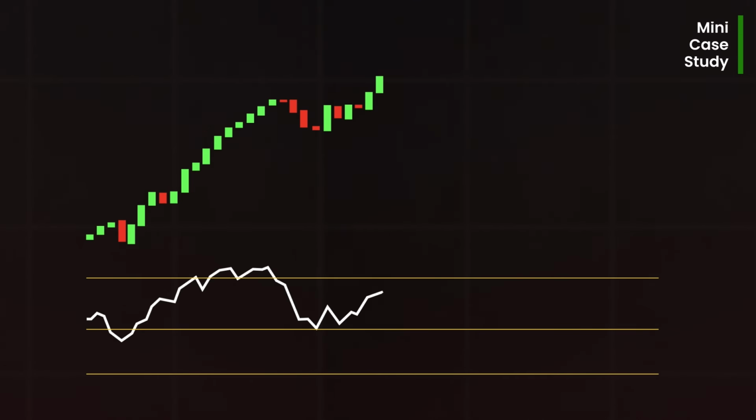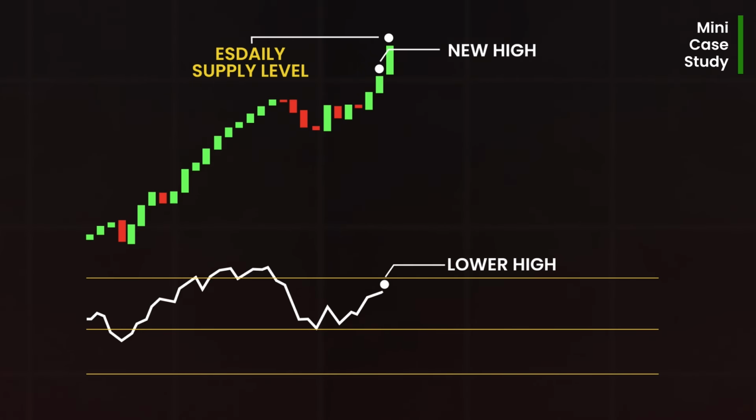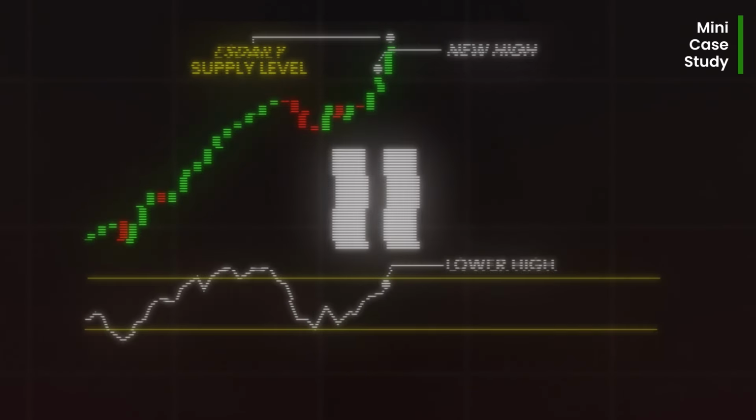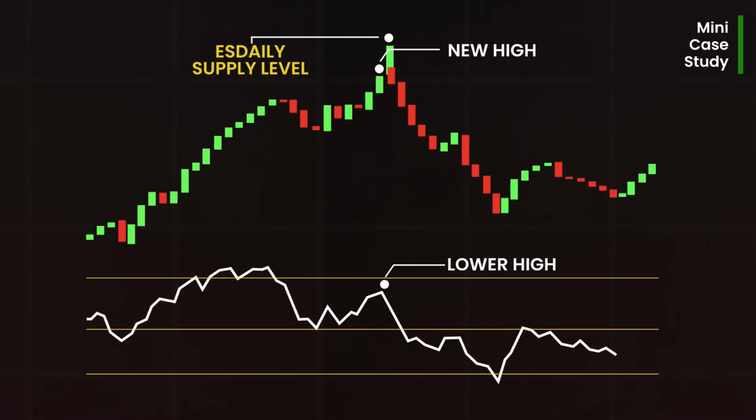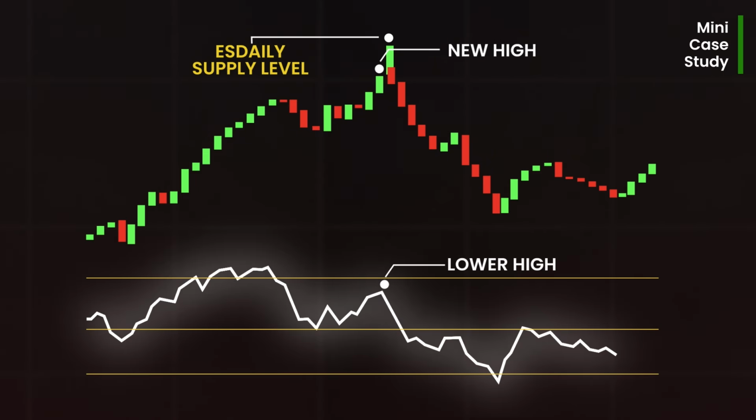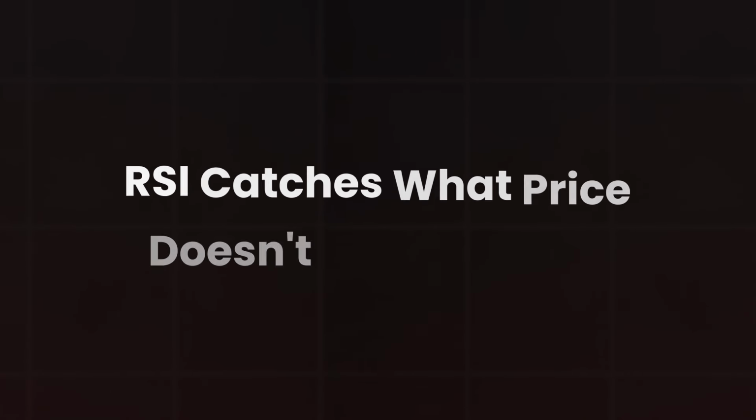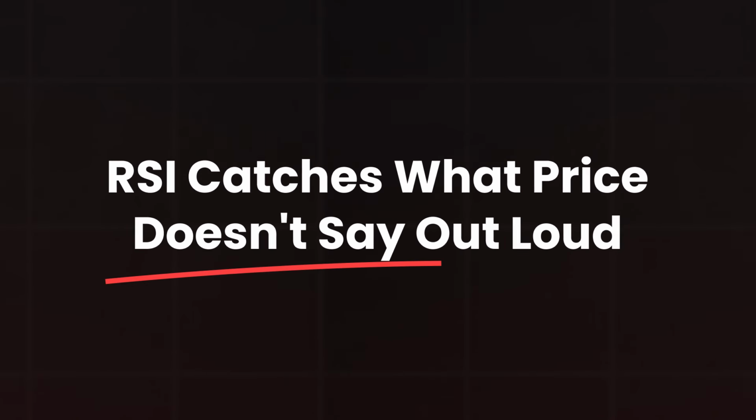Here's an example. Price makes a new high, but RSI prints a lower high. We have confirmed negative divergence on the chart. That's a positive signal for short sellers that momentum to the upside is fading. Then, price enters into a supply zone we've mapped out at ESDaily. What happens next? Price breaks down because momentum didn't confirm. Then it pushes through previous areas of support as sellers rush in. RSI helps catch what price doesn't say out loud.